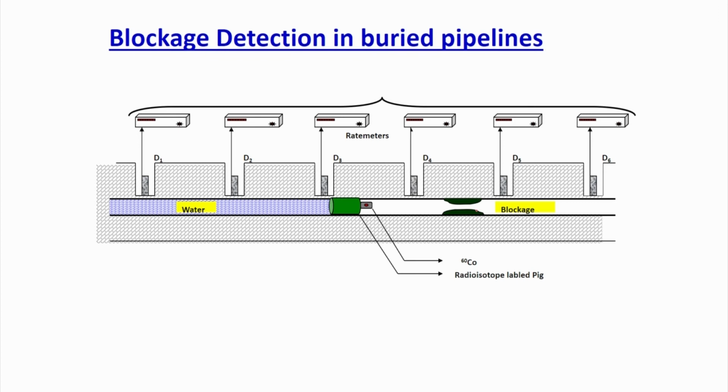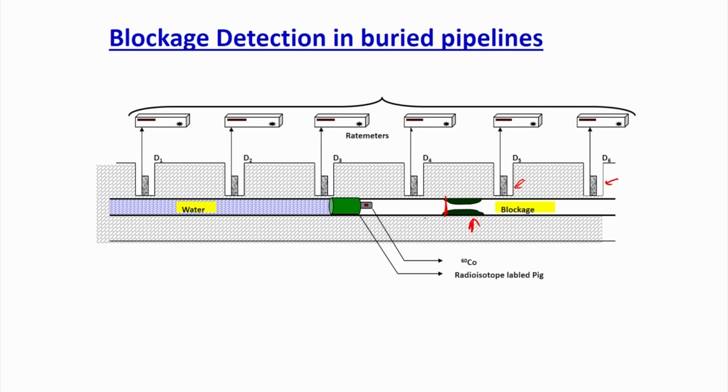Now, this pig will move; say this is the blockage location. This pig will move through all the locations, and we are pushing it with pneumatic pressure. It means we put in water, and with the water pressure this pig is moving. It will pass, and all the detectors will register the counts. Once the blockage is there, this pig will not be able to pass beyond this location, so I will never detect the peak on the next detectors. So, I will know that after this location there is a blockage.